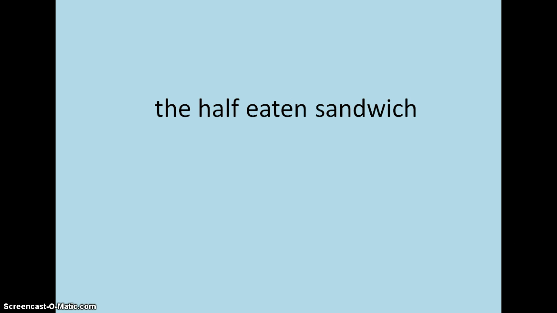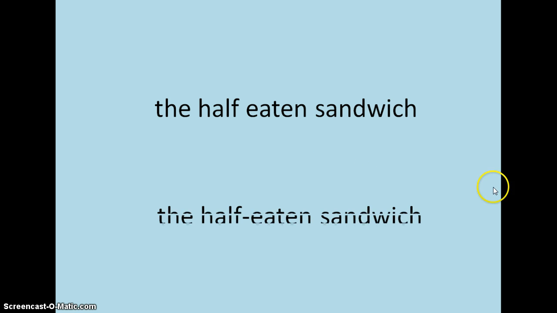So let's think about the phrase, the half-eaten sandwich. It's not a half sandwich, and it's not an eaten sandwich. We need both of these adjectives together in order for there to be any kind of clarity. So we put a hyphen in between them, and then we get the half-eaten sandwich.